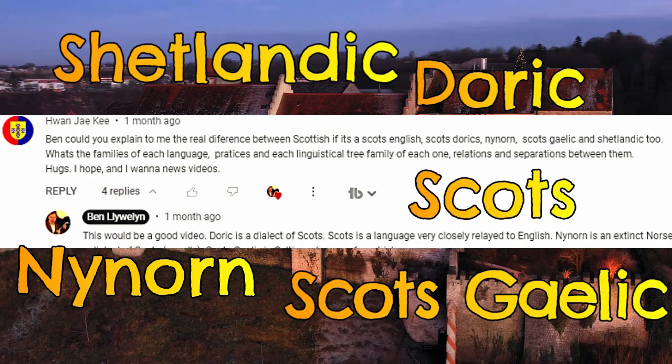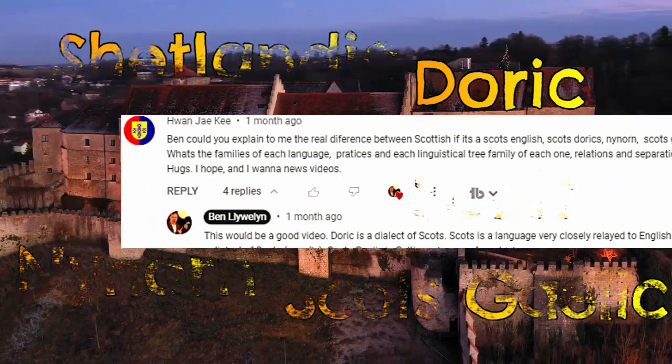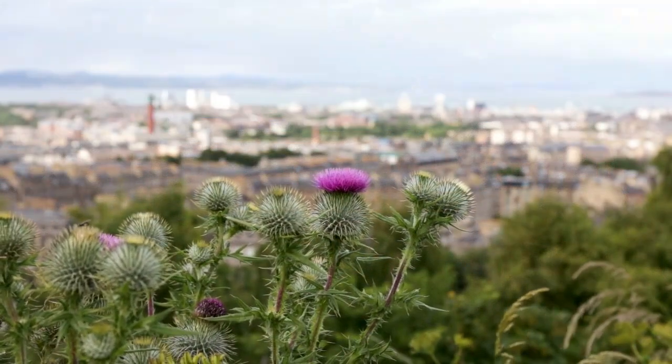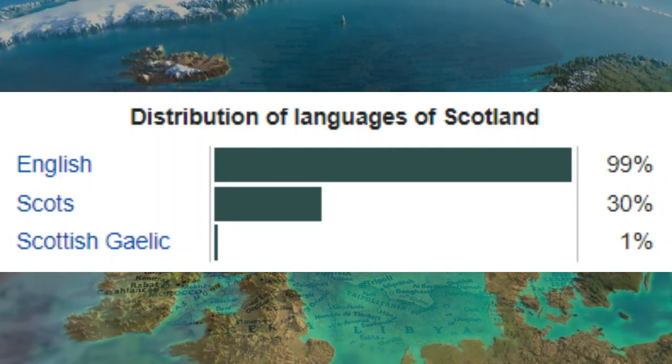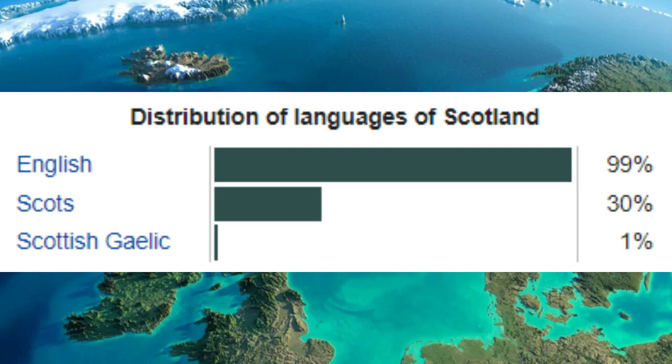Huanjai Ki is asking the difference between Scots, Doric, Scots Gaelic, Nynorn, and Shetlandic. Now this is interesting because it gives me an opportunity to explain something that I find very interesting about Scotland. This channel does focus a lot on the Welsh language and nation, but Scotland is part of this island, which I love. Two things make that true. I have a Scottish American granddad, and I'm very fond of my Scottish ancestry, by the way. And the second thing is, Scotland has never been one language, which makes it quite unique on this island.